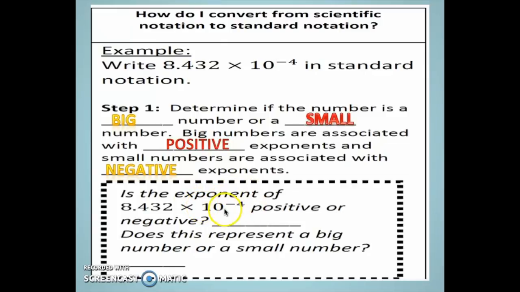So let's look at the exponent right here. It's 10 to the negative 4th power. So if you said negative, you're correct. Does this represent a big number or a small number? Remember, the power tells us if our number is big or small. So if you say small, you are correct.